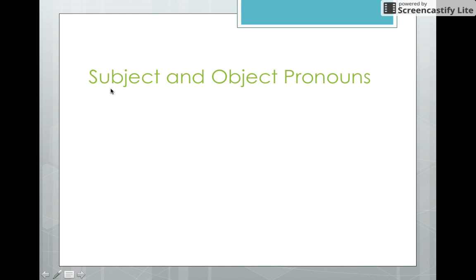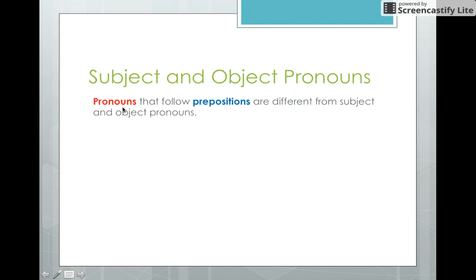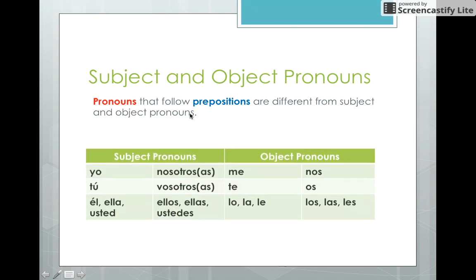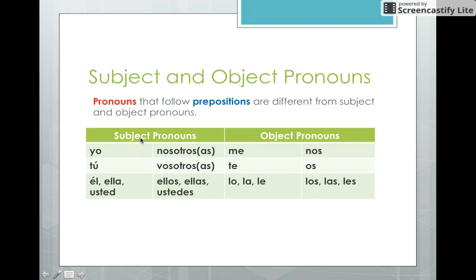Now, when we're dealing with subject and object pronouns, it's going to be a little different. Let's take a look. Pronouns that follow prepositions are different from the subject and the object pronouns. So, when you have a subject pronoun, it will follow the same six-part format that we have learned in the past, which is the yo, the tú, él, ella, usted, nosotros, nosotras, vosotros, vosotras, ellos, ellas, and ustedes.